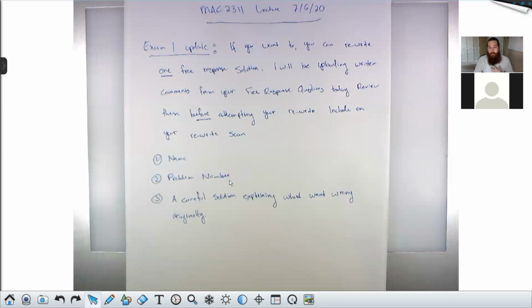So I want you to name the problem number. These things are really important for my organization. It'll help me get through them faster. And then I want you to not just give me a good solution, but explain to me what went wrong in the original solution. Show me that you've really learned something new since then. And that is it.